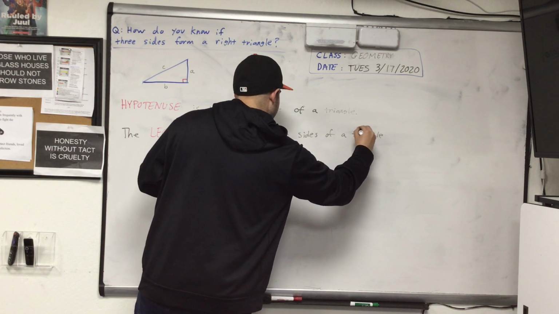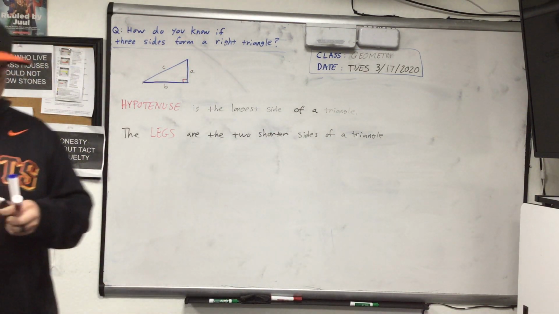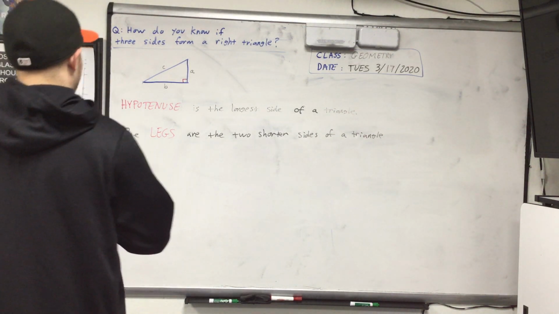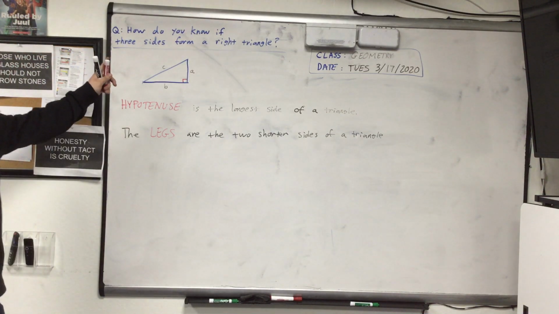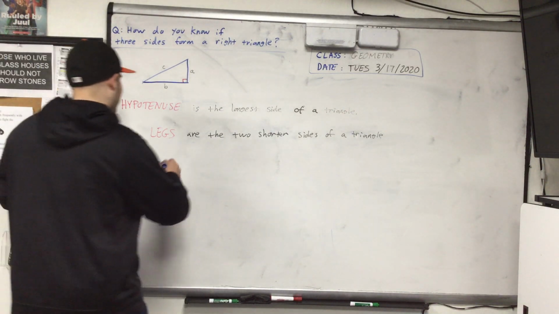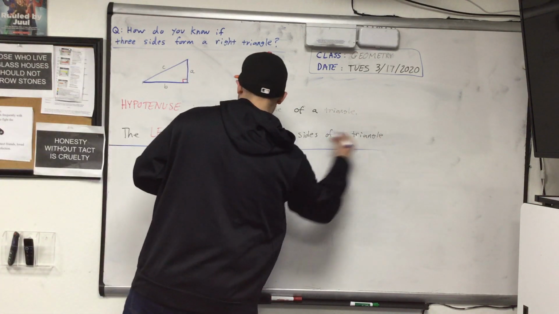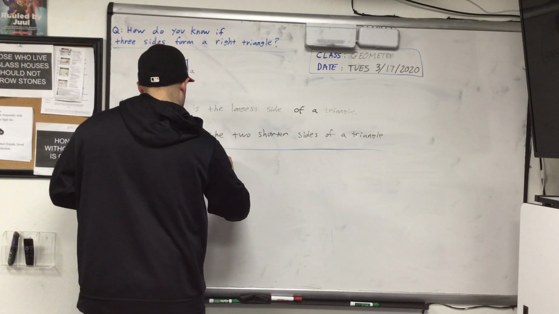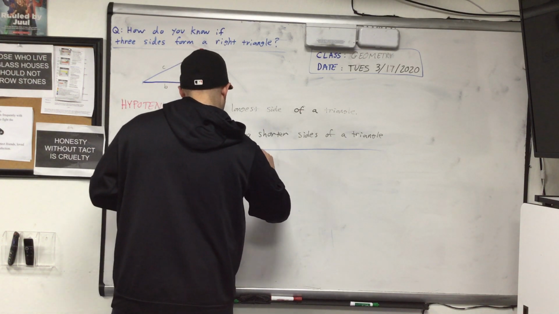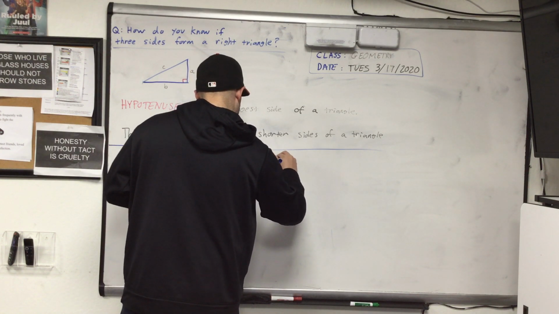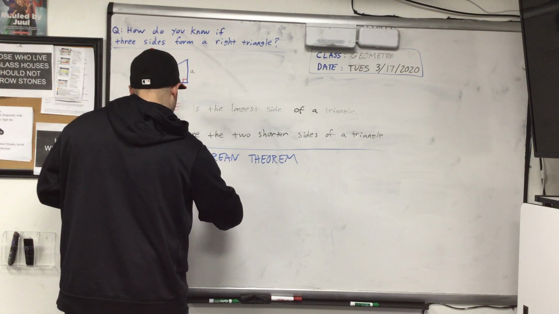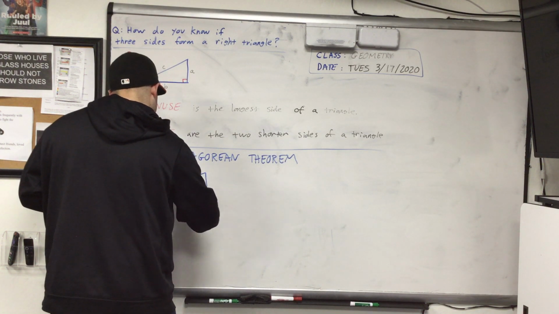Let me make that R a little bit nicer. So the two shorter sides of a triangle are called the legs. Okay? So the question is, how do I know if three sides form a right triangle? Well, three sides form a right triangle if and only if they satisfy what's called the Pythagorean theorem. So the Pythagorean theorem states the relationship between the three sides of a right triangle.